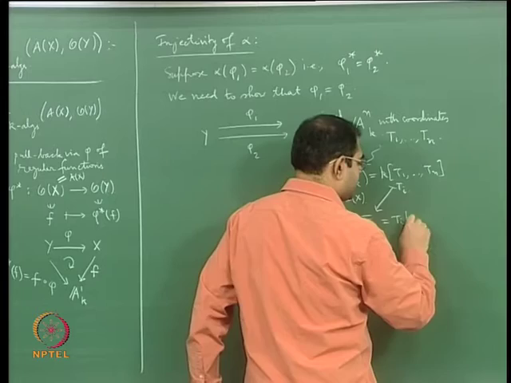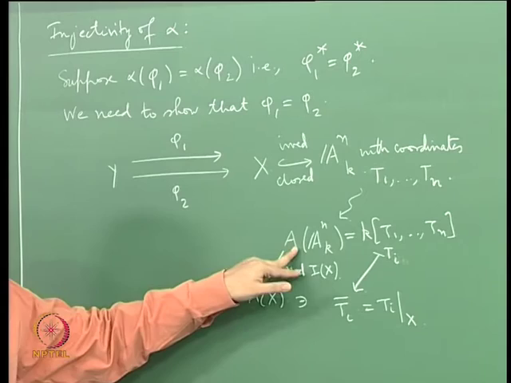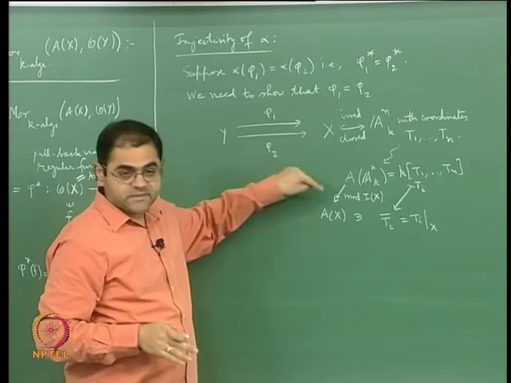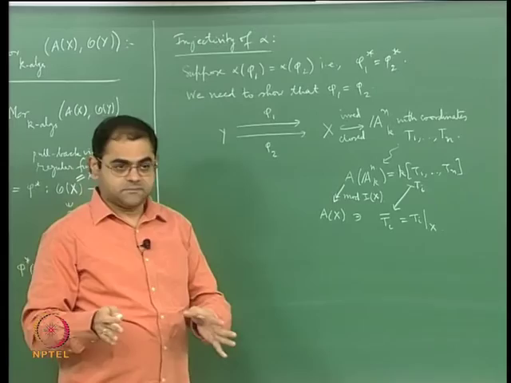Actually, what is this quotient map? Given any polynomial, consider it as a function on the affine space and restrict it as a function on X. That is, this quotient map is actually restriction. Geometrically, it is a restriction of polynomials to a closed subset, this closed subset X. Okay.